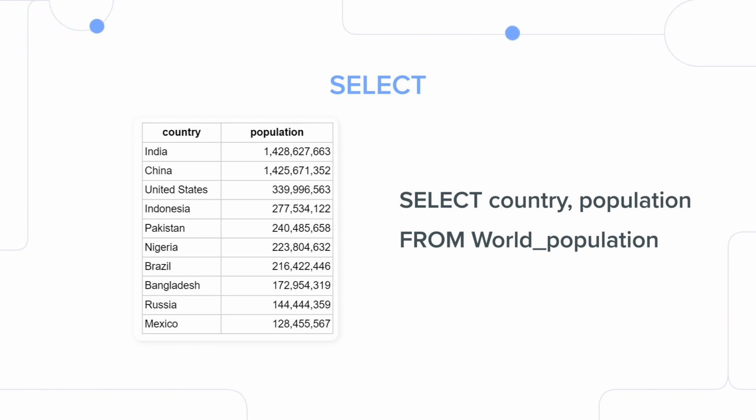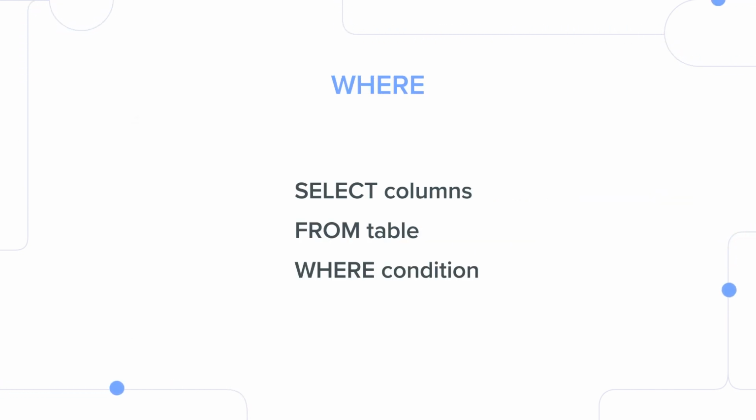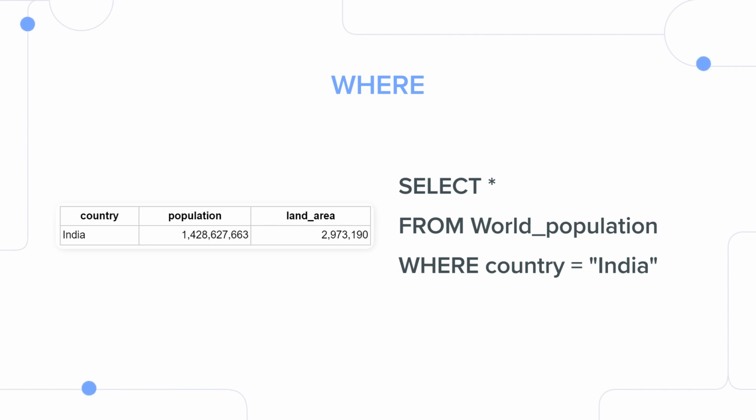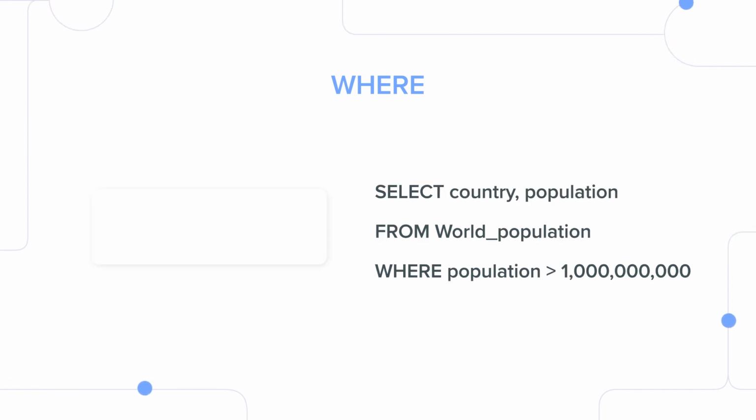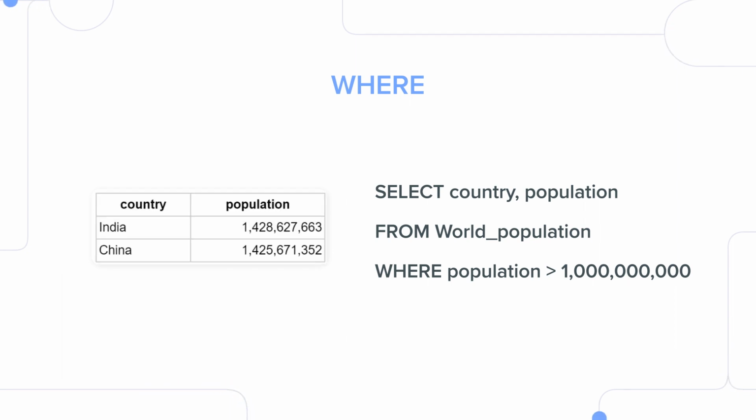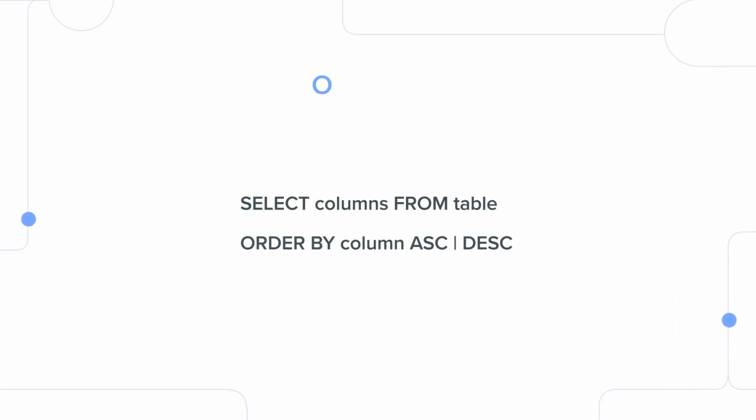I could also include a where clause to filter data from the dataset. In this example, I'll write a where statement to return data about a specific country. Here's the result. Now I want to know which countries have a population greater than 1 billion. This is what the query would look like. And here's the result.